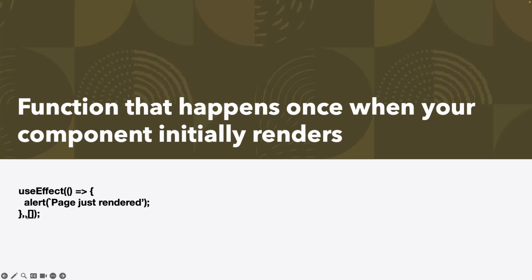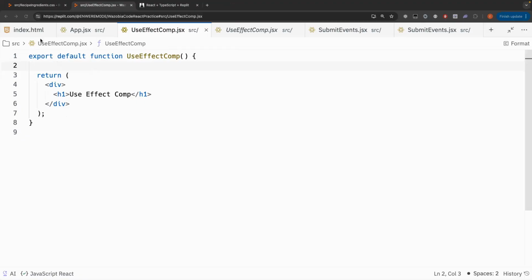And why that is so is because inside here we have this square brackets. This is a square bracket. This is not a 0. The square bracket says that the function inside the useEffect should happen only once, when my component initially renders. Let's write some code on Replit to give an example of how this works.